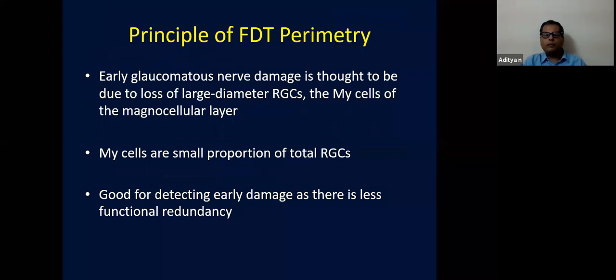So how does this frequency doubling technology perimetry work? As we had discussed, early glaucomatous nerve damage is thought to be due to the loss of the large diameter RGCs, the M cells in the magnocellular layer. And as we have seen, they are only a small proportion, about 10 to 15%. So this may be good for detecting early damage as there is less functional redundancy. As fewer cells are lost, we might be able to detect a defect.